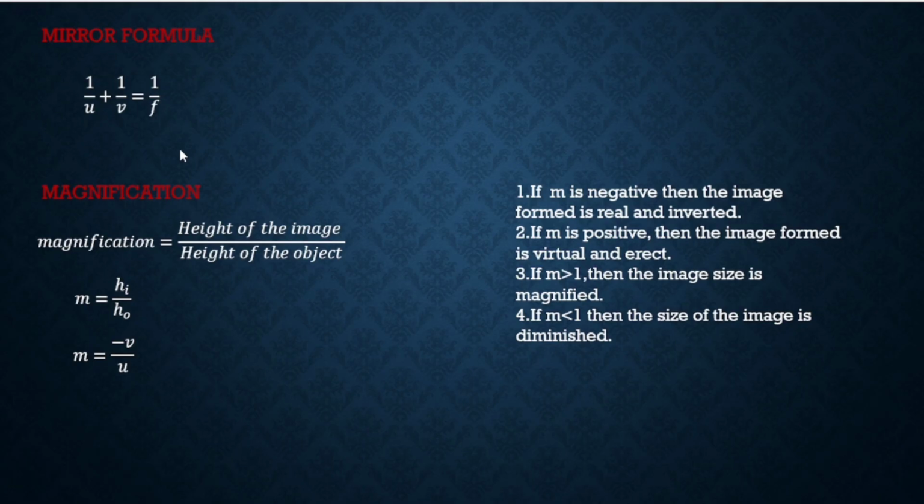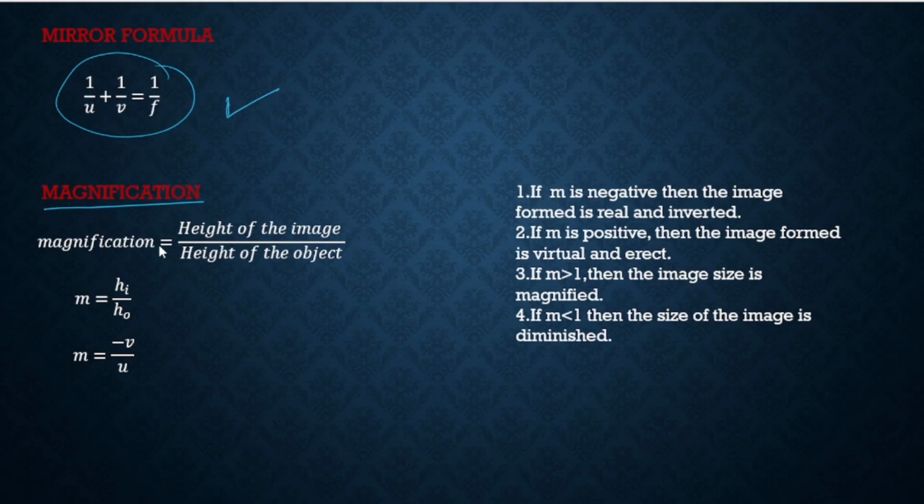ये हो गया हमारा मिरर का formula. This is a very important formula to solve the mirror, convex mirror, concave mirror numericals. ये हो गया हम लोग का mirror का formula. 1 by u plus 1 by v equals 1 by f.